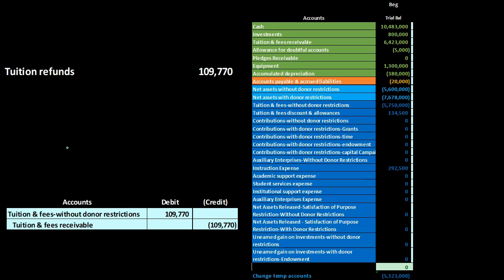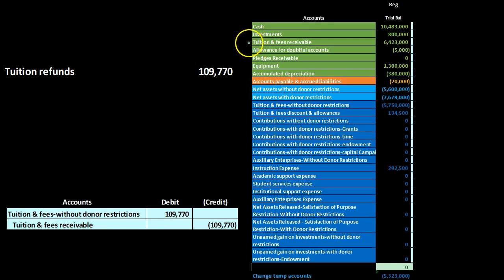So tuition refunds, there's going to be a refund of the tuition. We're going to say it's a tuition refund on account, meaning we had a receivable here that was owed to us, and then we refunded it. So basically, we're simply going to reverse what we would have done when we recorded the tuition. When we recorded the tuition, we debited the tuition receivable, and we credited the tuition and fees without donor restrictions. If we're going to have the refund, we're going to reverse that transaction.